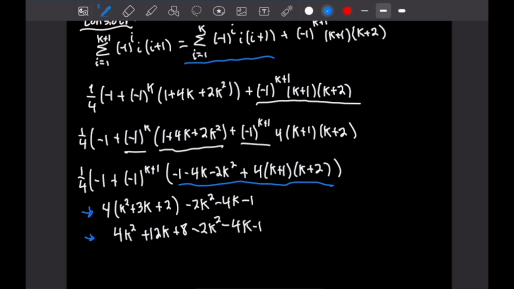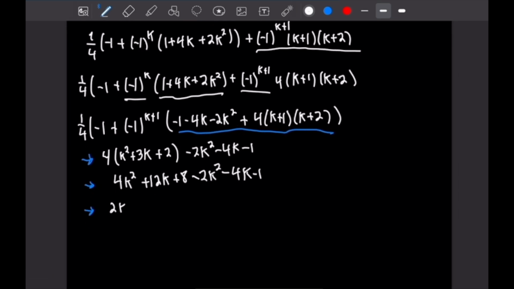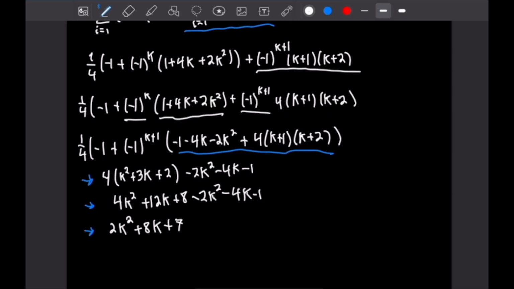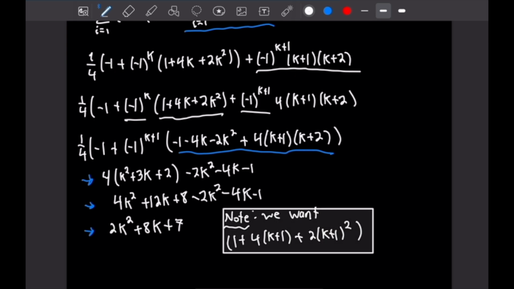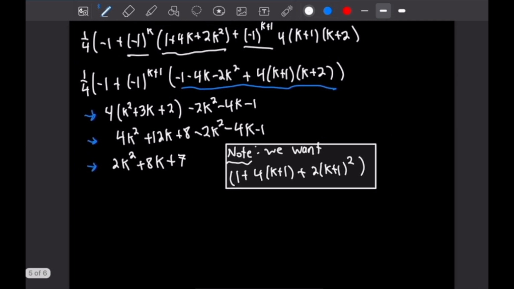So let's go ahead and combine like terms there. So that will give us 2k squared plus 8k plus 7. And so from here, I want to note that what we want inside these parentheses for this part is as follows. So note, we want 1 plus 4 times k plus 1 plus 2 times k plus 1 squared for this part here. So we're going to go ahead and factor it to make that happen.